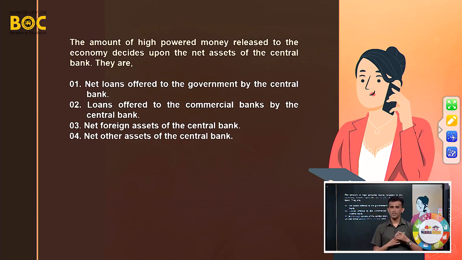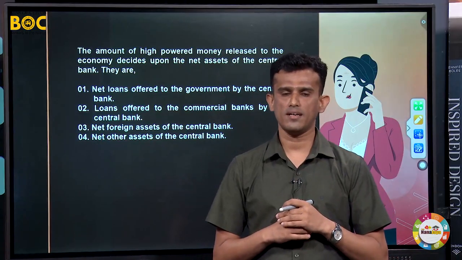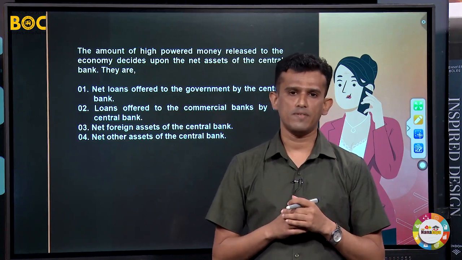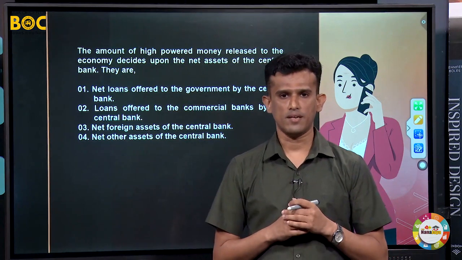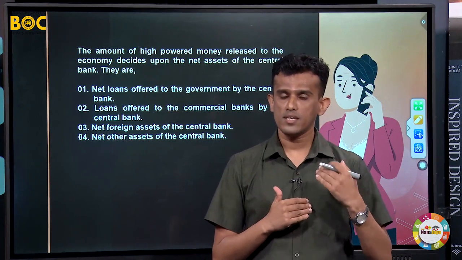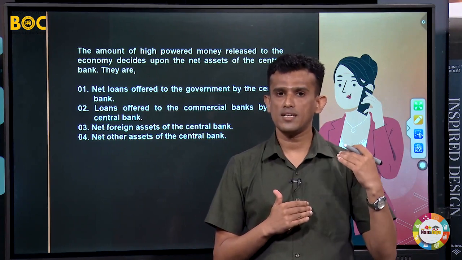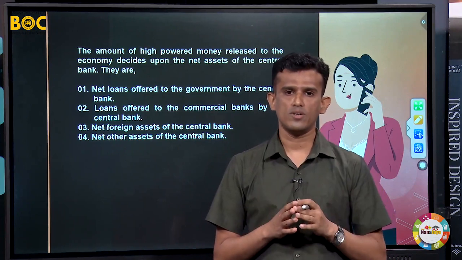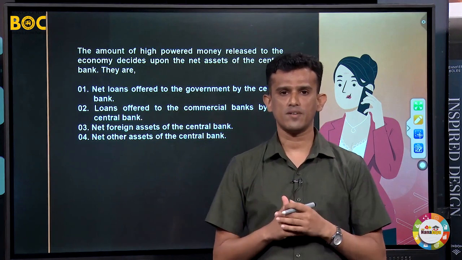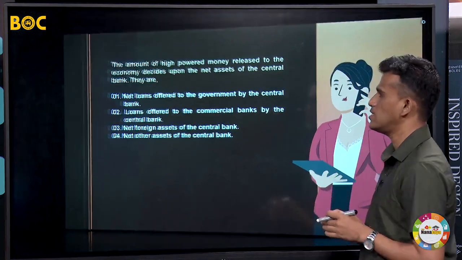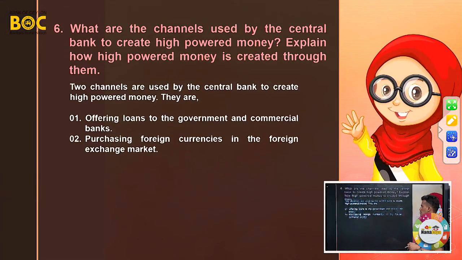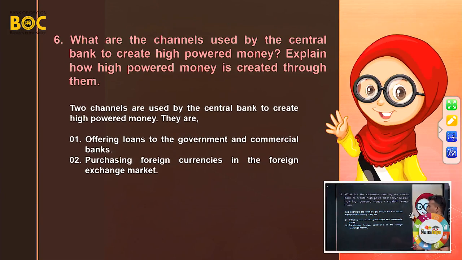So, again, the components of high-powered money are identified based on the liabilities of the central bank, whereas the determinants of high-powered money are identified based on the net assets of the central bank. The amount of high-powered money the central bank has released to the economy as at a given point of time depends upon the amount of assets they have acquired as at that given point of time. So, this is how we answer this question. We will move on to the next question.